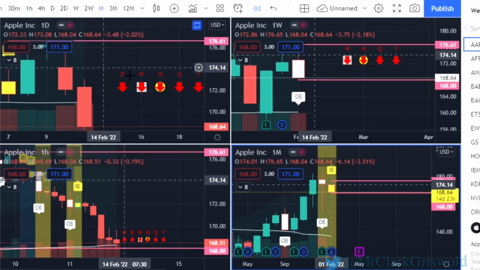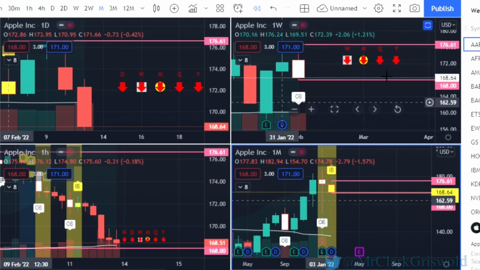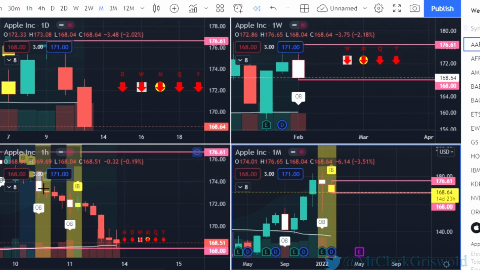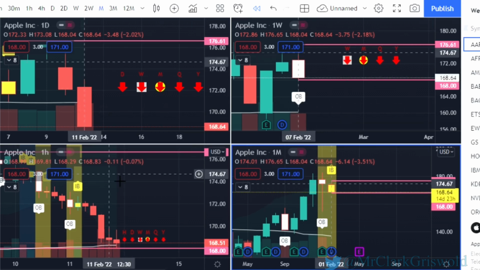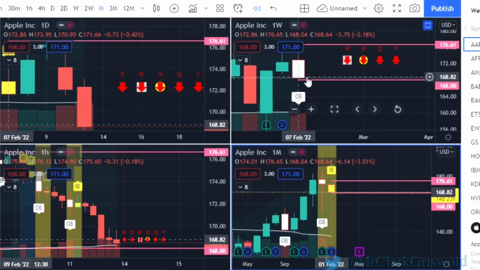So let's get started. We're going to start with Apple. I've got the weekly chart up on the right, the daily chart on the left, the hourly chart on the bottom left, and the monthly chart on the bottom right. I just like to go through all of these with you guys so we can see where we can possibly get in or out of the plays outside of the initial swing on the 1 week. Okay, so first up is Apple.